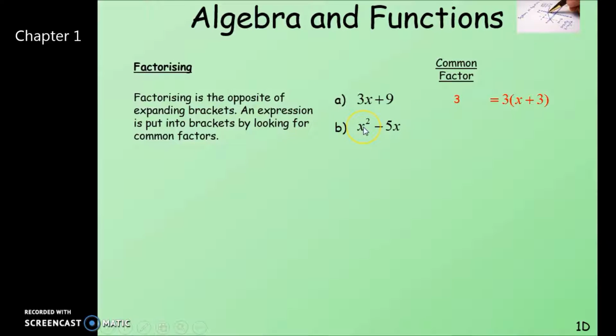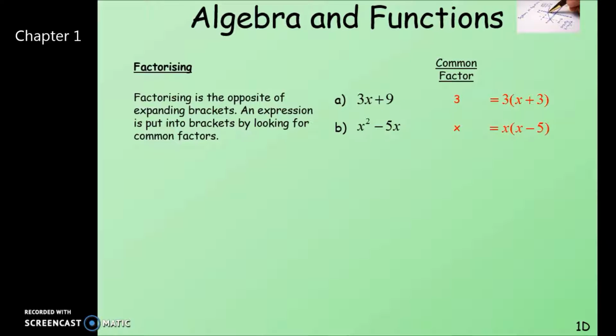And we've got x squared here, which is x times x. That's 2 x's there. And we've got an x in the other term. So we can factor out one of those x's from each term. So our common factor is an x. That's going to go outside. And if we divided x squared by x, then we would just end up with an x. And if we divided this term, the minus 5x, by x, we'd end up with minus 5.